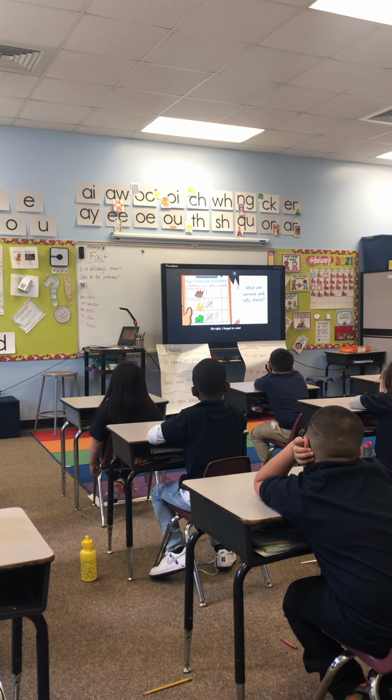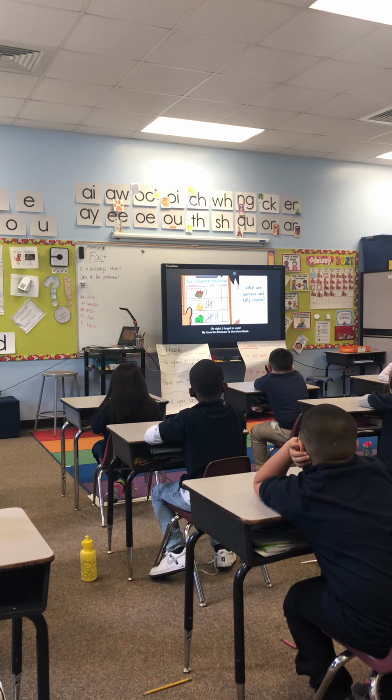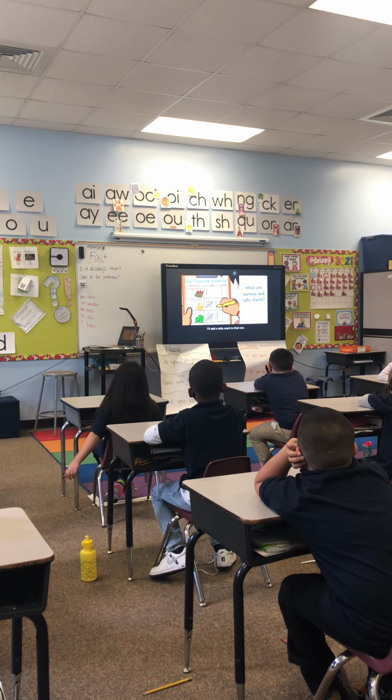Oh, I forgot to vote. My favorite dinosaur is the Triceratops. Did you hear her? She said her favorite dinosaur is the Triceratops, so she adds a tally mark. It's really easy to add to tally charts.